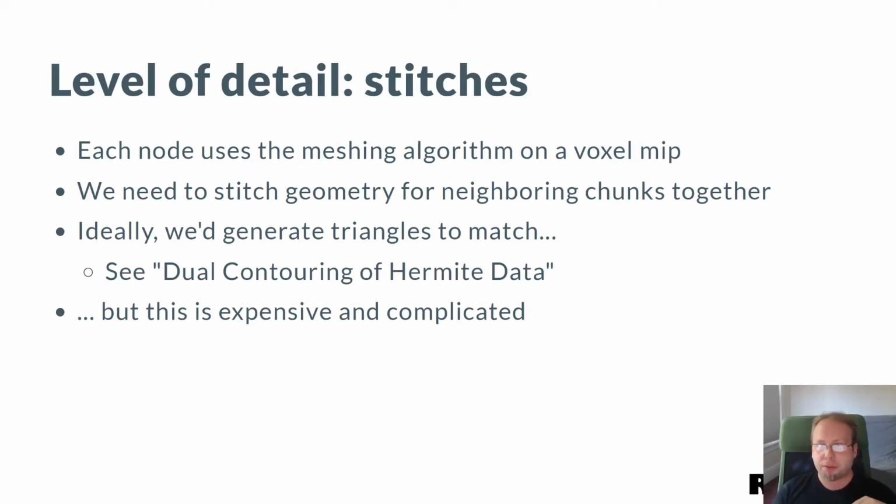Now, the biggest problem, of course, is what do you do with the gaps between levels of detail? If the level of detail in the neighboring octree nodes is the same, then it's all very simple. Our meshing algorithm handles all of this beautifully. It has edge consistency, edge rules, and all of this. Now, if they're different, then of course there's going to be a gap between these two. Ideally, and this is what the dual contouring paper does, you would generate triangles to stitch this gap precisely, matching vertices to vertices, etc.